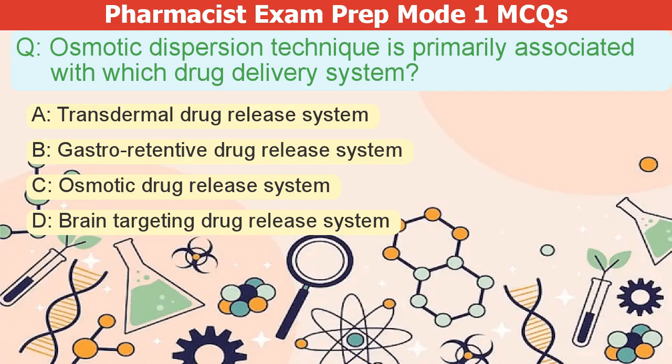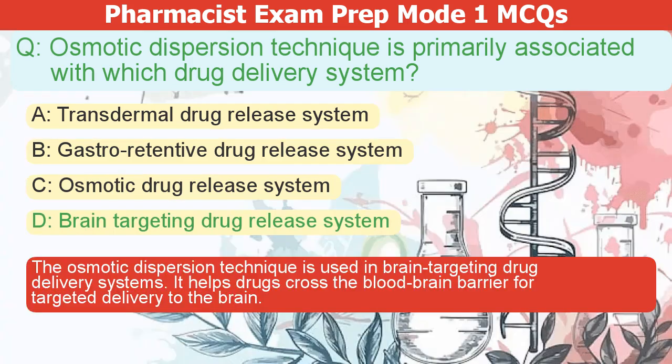Osmotic dispersion technique is primarily associated with which drug delivery system? A. Transdermal drug release system. B. Gastroretentive drug release system. C. Osmotic drug release system. D. Brain targeting drug release system. The correct answer is D. The osmotic dispersion technique is used in brain targeting drug delivery systems. It helps drugs cross the blood-brain barrier for targeted delivery to the brain.